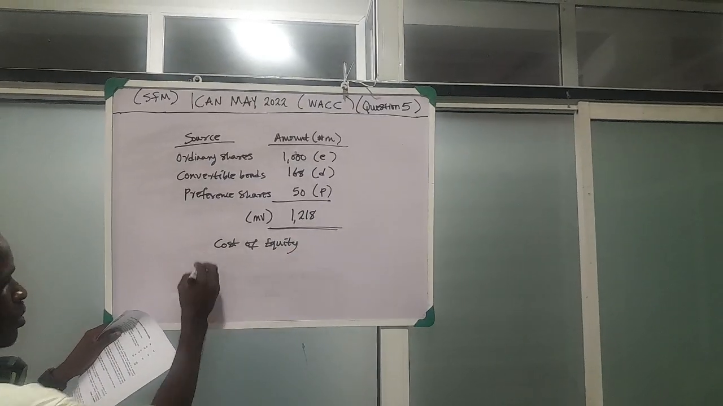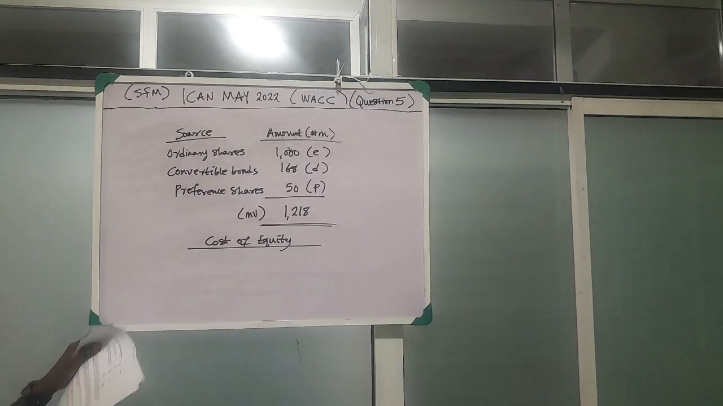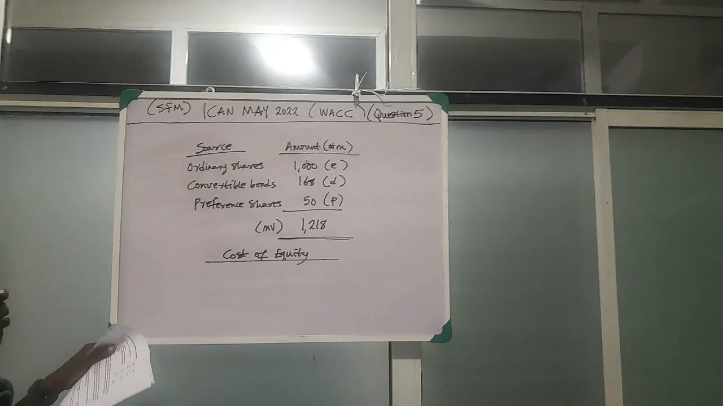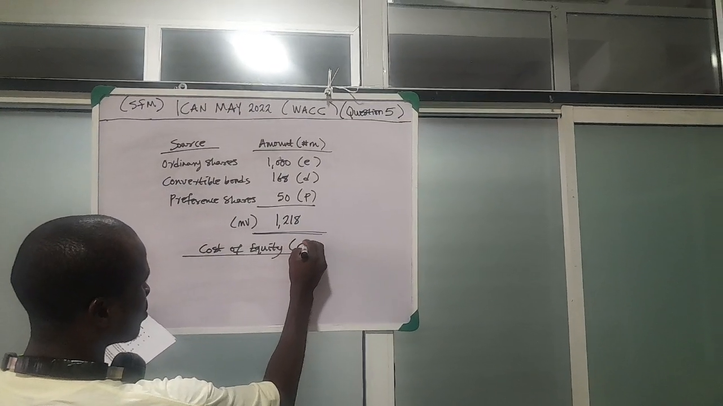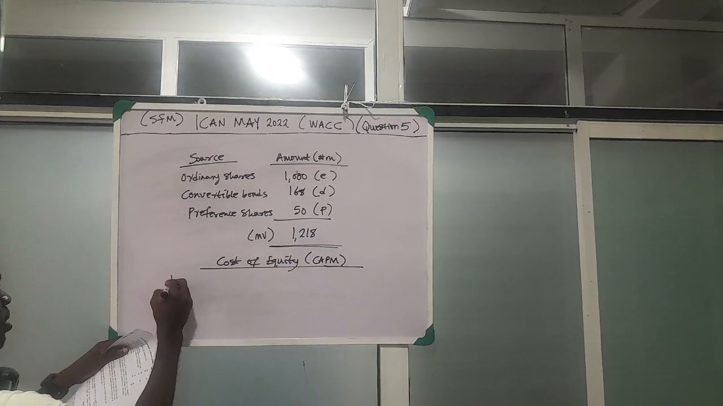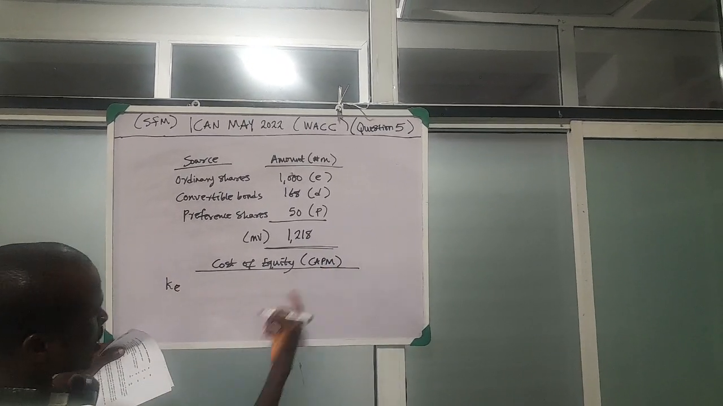Which we are going to get based on the information. We have been given the risk-free rate, the market risk premium, and the beta, meaning we can use the CAPM model for the cost of equity. It's the Capital Asset Pricing Model.